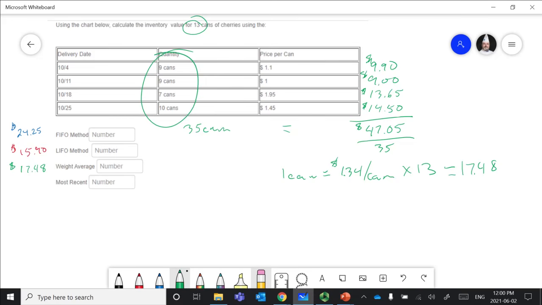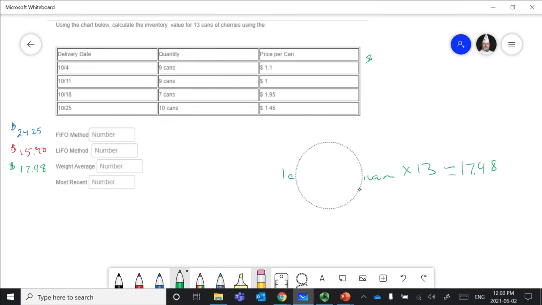Okay. The last method I want to show you is the most recent or last purchase price. And this is the easiest one to calculate. So if you're trying to remember, I can't remember them all, remember this one. You'll at least get a mark for this one, right? Most recent. What's our most recent date here?